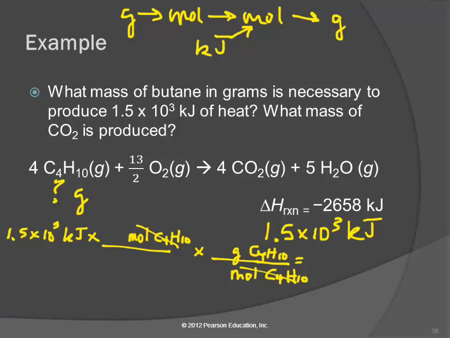So we divide by moles of butane, so they cancel out. And then here we're going to divide by kilojoules, so they cancel out. We put the units in first, then we go looking for numbers. The kilojoules and moles one is from the equation. There's a 4 in front of the C4H10, so we put a 4 there. The delta H is minus 2658.